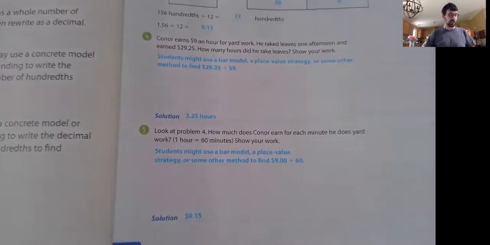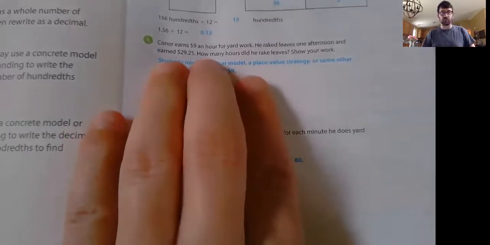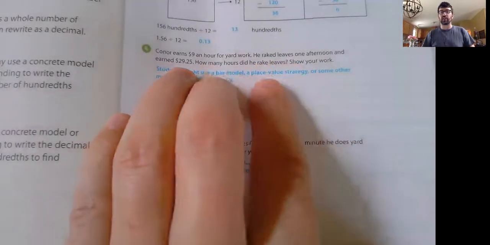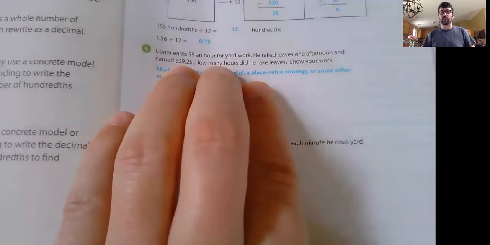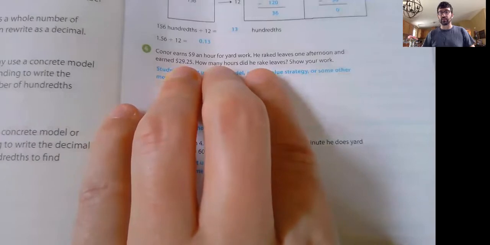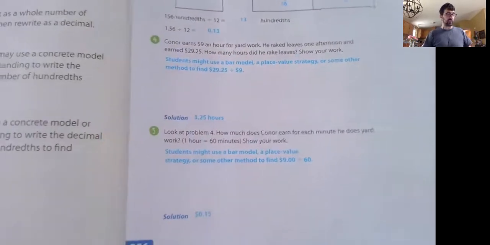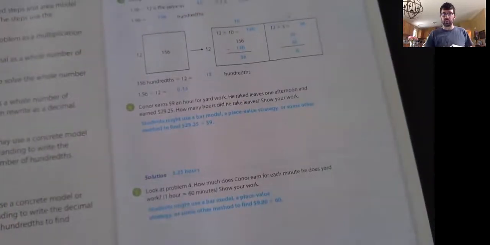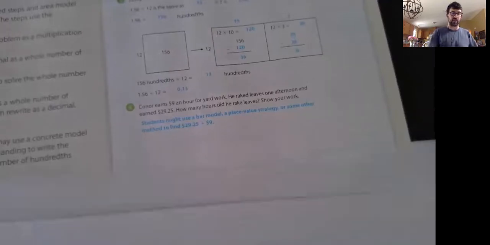So number 4 says Connor earns $9 an hour for doing yard work. He rakes leaves one afternoon and he earns $29.25. How many hours did he rake leaves? We know that he didn't rake leaves for a round number of hours because we have a number that has a decimal in it, right? And if he makes $9 an hour, it would be an equal number there. So we obviously know this is the answer, but let's look at a process of how we get there.